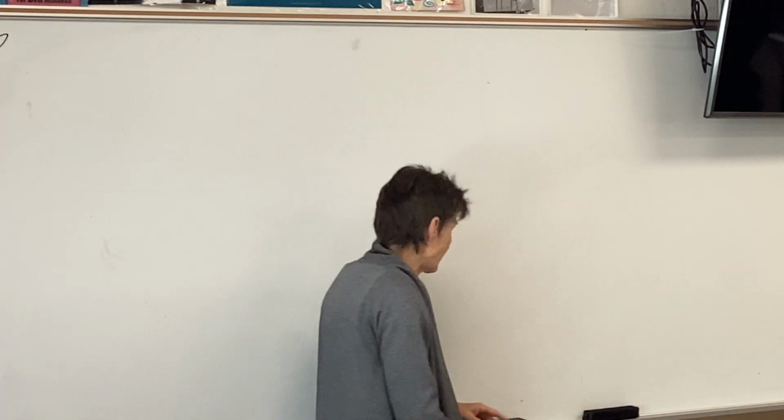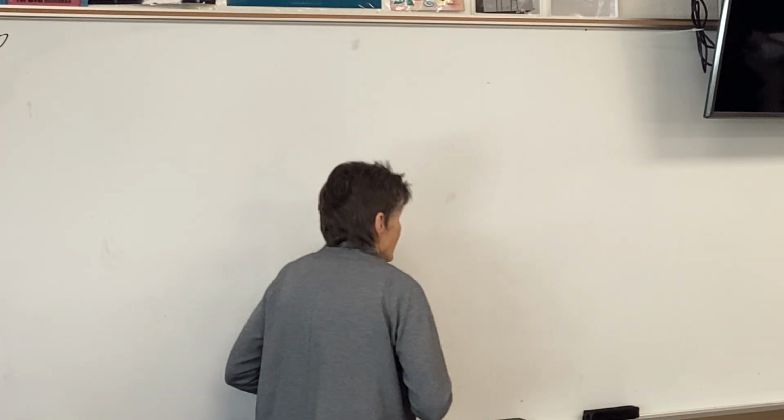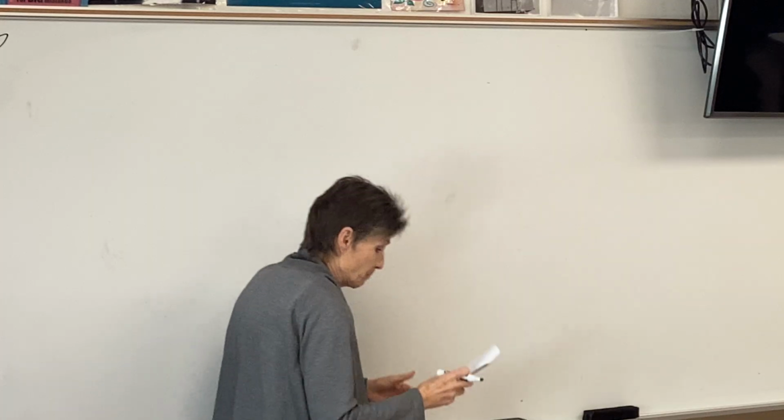For A? 70.3125 grams. Okay, tell me how you got that. I did 45 times 1.25 squared. Okay, so let's look at this for a second and see what's going on.